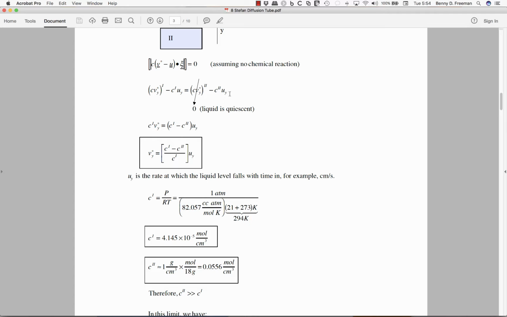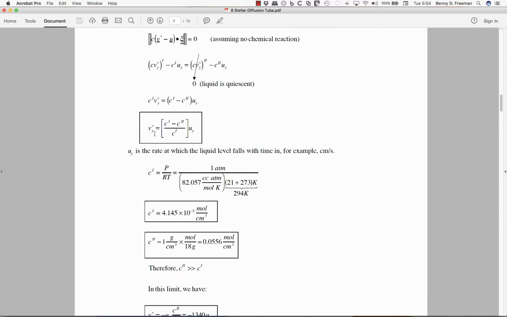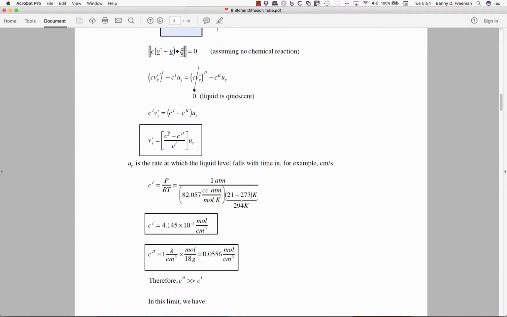We can then reorganize the jump mass balance to give us the following result, and that is that the value of the gas phase velocity in the y direction is related to the rate at which that liquid vapor interface decreases, uy, and the coefficient that relates these two velocities are these concentrations. Let's have a closer look at that.